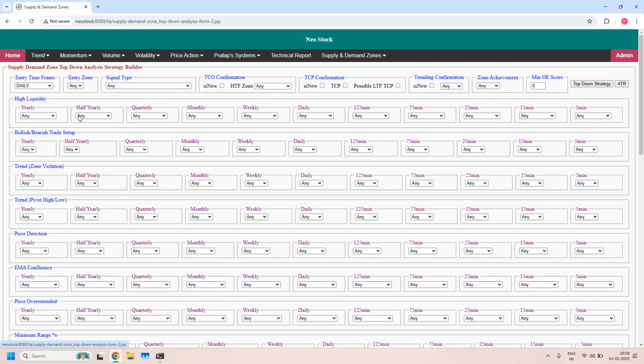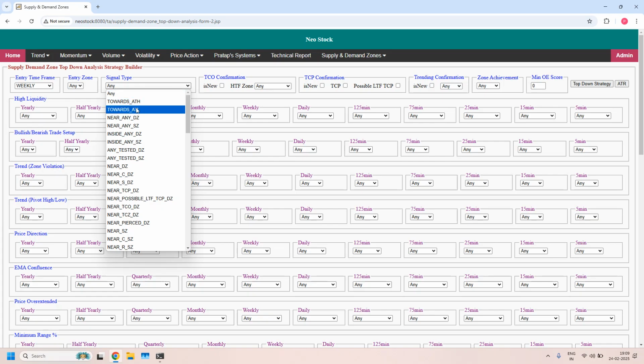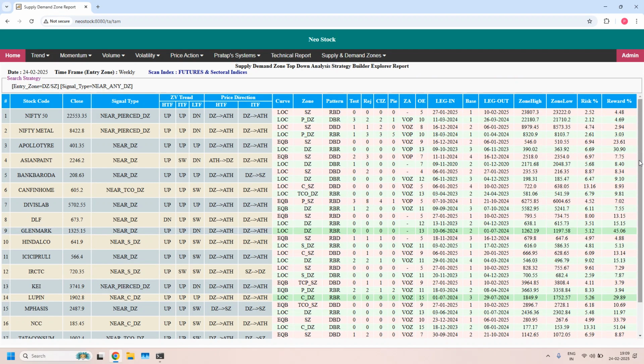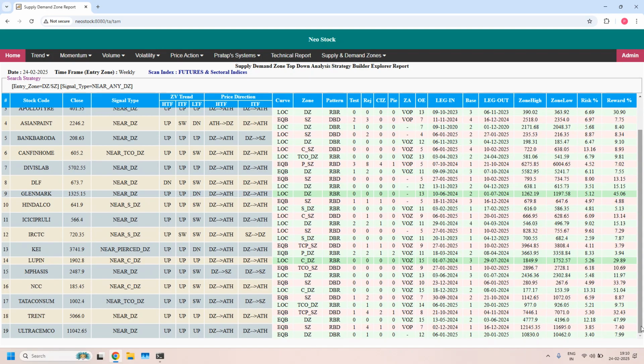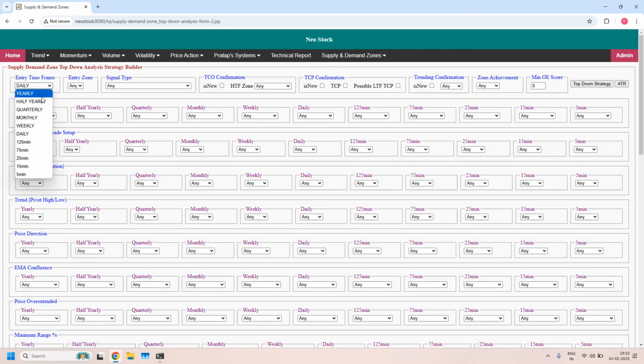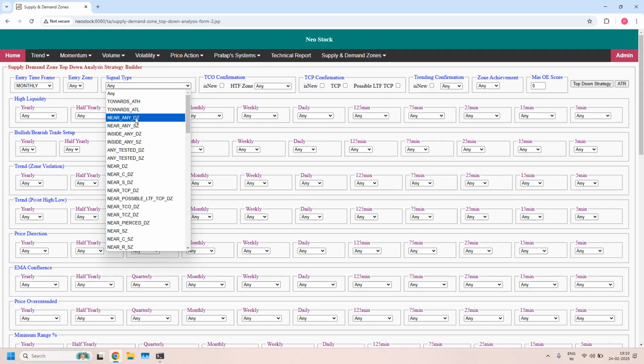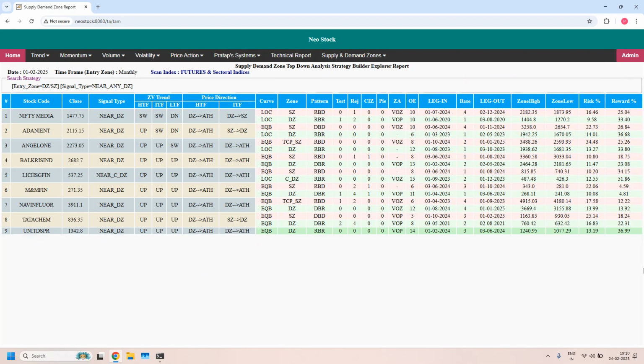Okay, next time frame is monthly. Stocks near monthly demand zone. We got 19 stocks, first 16 stocks in the list. I am scrolling the list down. Sorry, something is wrong. I selected weekly. So let me correct my mistake. Selecting monthly time frame, stocks near monthly demand zone. We got 9 stocks. Sorry for the mistake.